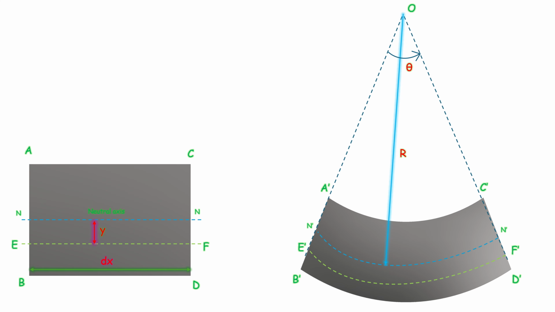After bending, this layer will be elongated to E'F'. Original length of layer EF equals dx. Also, the length of neutral layer NN equals dx. After bending, the length of neutral layer N'N' will remain unchanged, but the length of layer E'F' will increase.